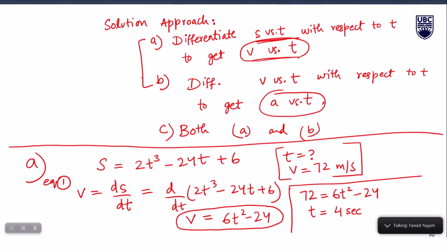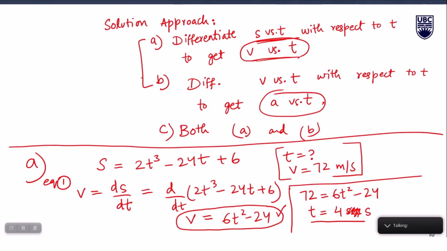So at 4 seconds the velocity of that particle will be 72, right? If you plot that equation which I encircled, you will also see it graphically that at t equal to 4 seconds, the value of velocity on the y-axis will be 72, right?